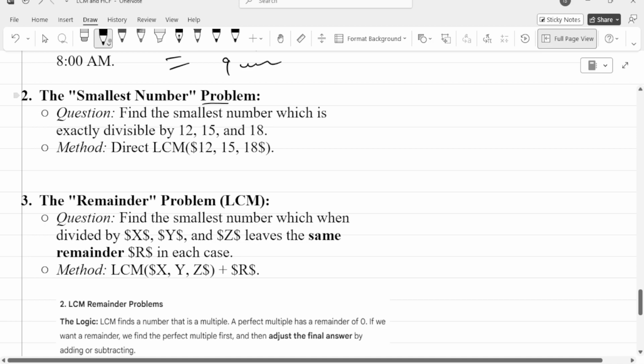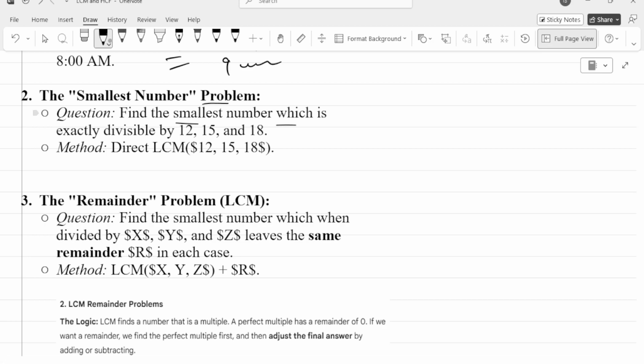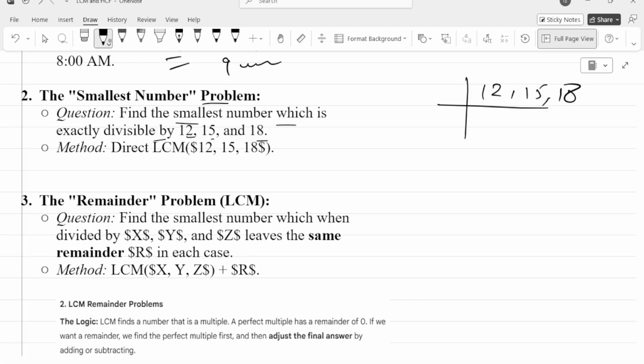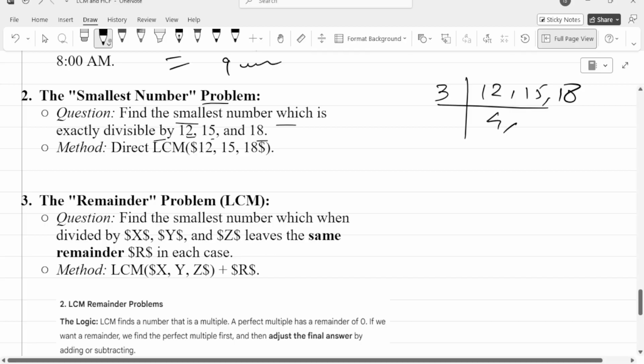The smallest number problem. Question: find the smallest number which is exactly divisible by 12, 15, 18. Again, we use the factorization method to find the solution. Take the tables: 3 fours are 12, 3 fives are 15, 3 sixes are 18.